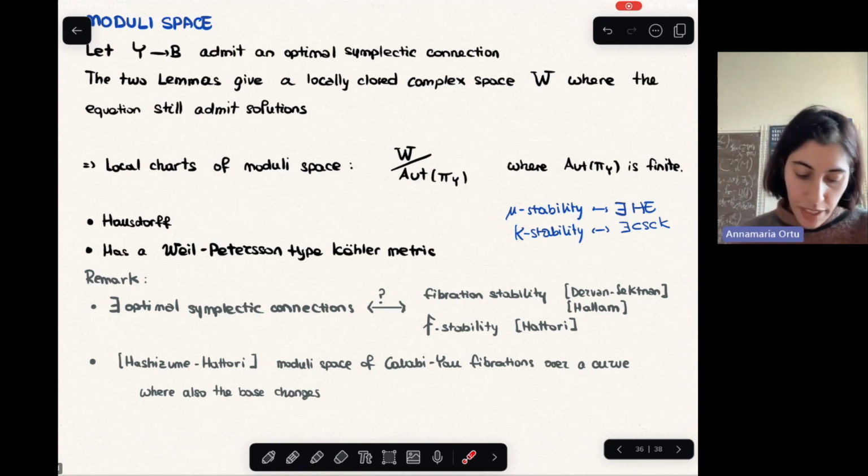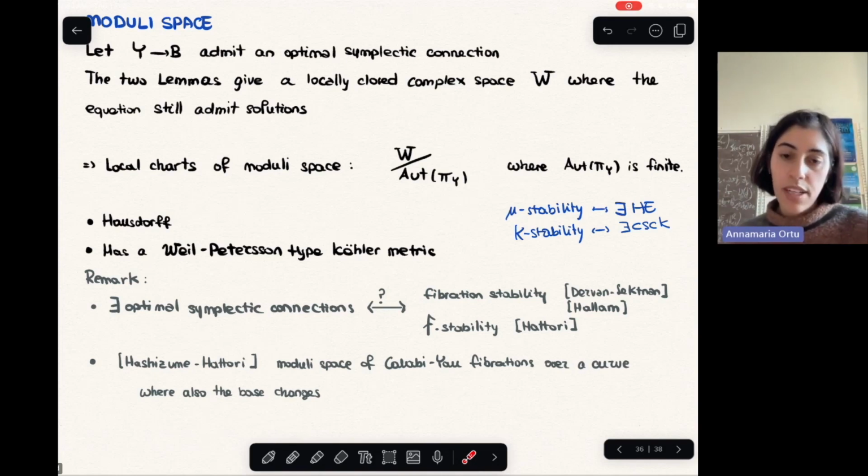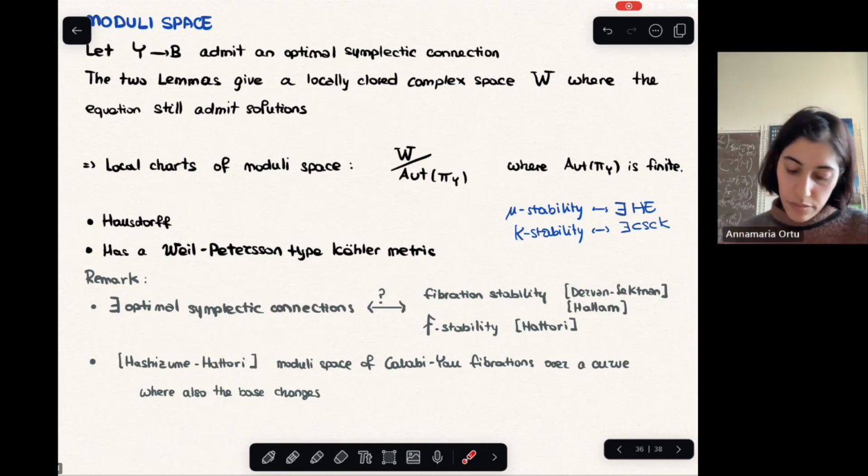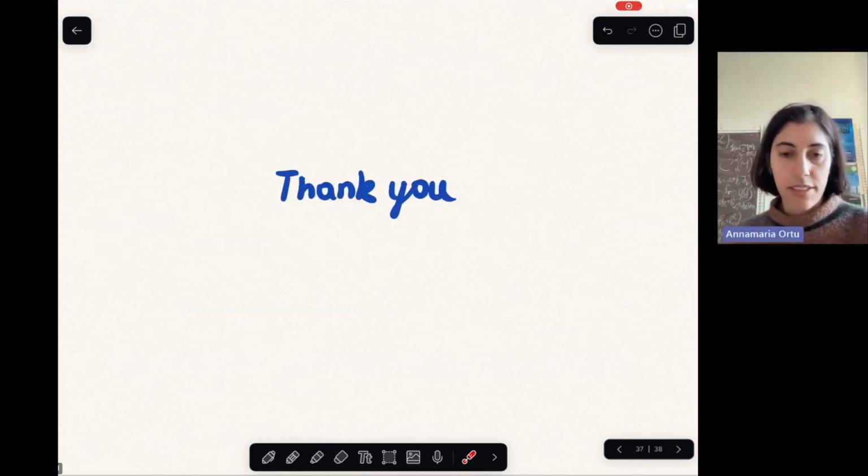And then another remark is that Ascher-Hattori also constructed a moduli space of Calabi-Yau fibrations, where in their case the base also changes, so it's a bit different from what I do, but in some cases these two moduli spaces are equivalent, and that's nice because their approach is much more algebraic and mine is a bit more analytic. And so yeah, I guess this is everything.